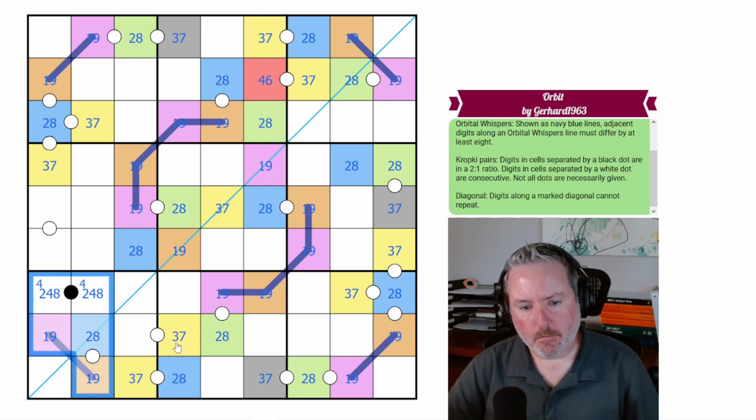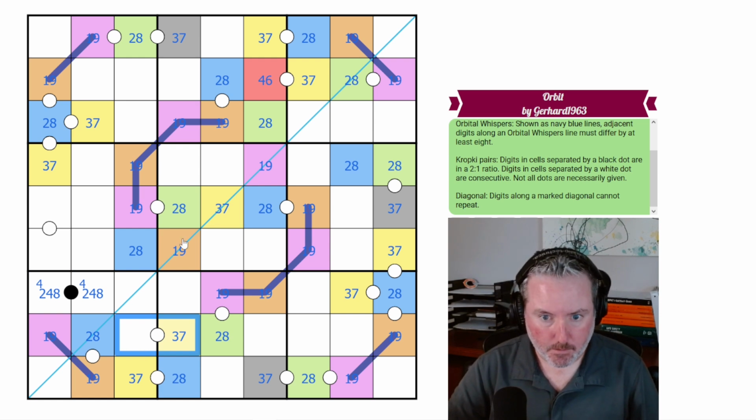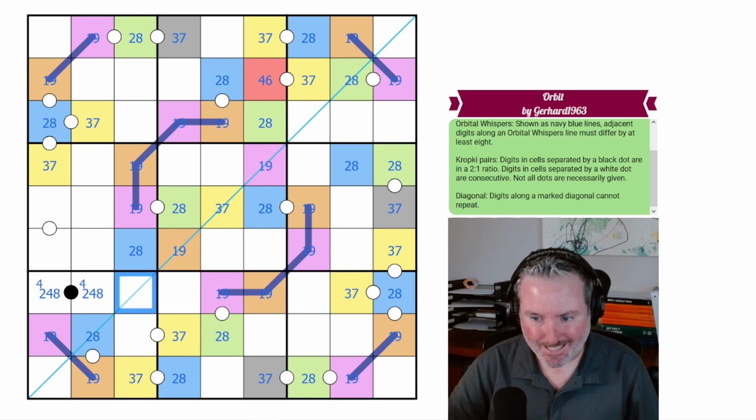Now we know this is another clue. I didn't see it because of all the coloring I've got going on. This can't be a gray 3, 7 because you can't have 3 and 7 work together, and this can't be a gray 3, 7 because of this one. So this is our gray 3, 7. Let's put that in there.